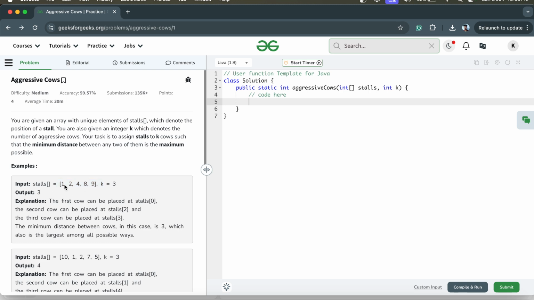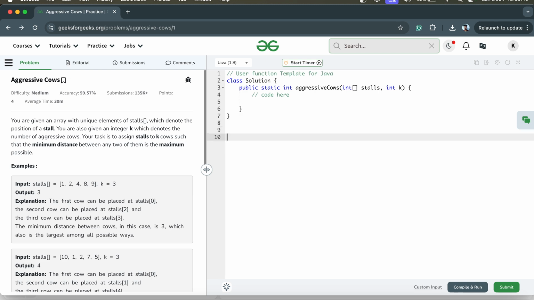So we have these stalls which denote their locations, and k is how many aggressive cows we have. We need to put these cows in such a way that whatever minimum distance we get between any two cows should be maximum. We have 1, 2, 4, 8, 9 as different locations. The first cow we place at the first location, the second cow at the second location. What is the distance between 1 and 2? It is basically 1.